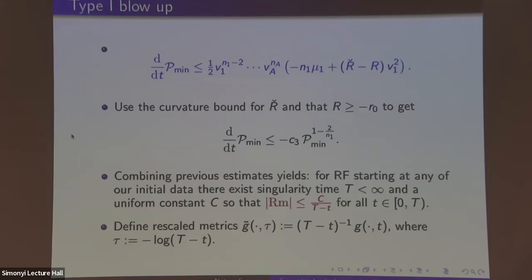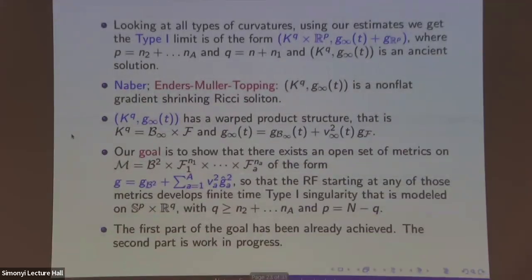Which means that now you can perform this type 1 rescaling by capital T minus T. Since we have this bound here, if I perform this rescaling, then for the rescaled flow the norm of the Riemannian curvature will be uniformly bounded. Once I know that, because of the regularity properties of the Ricci flow, I can take the limit and see what the limit is. After taking this type 1 limit, we can show, as I said earlier, that the limit is of this form, Q^k cross R^p.